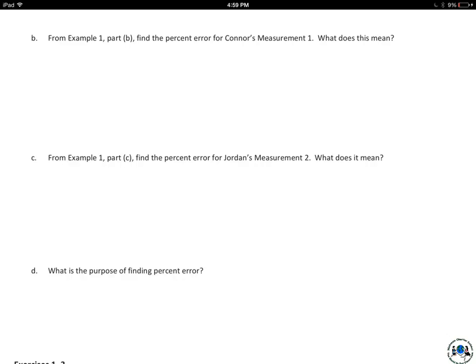Okay, so let's go ahead and check in and see where we're at. So in Part B here, remember letter B. It says from example 1, Part B, find the percent error for Connor's measurement 1. And then of course, what does this mean?